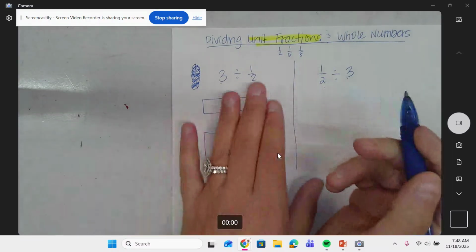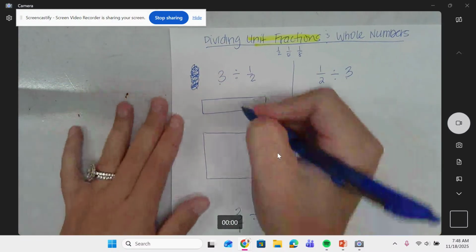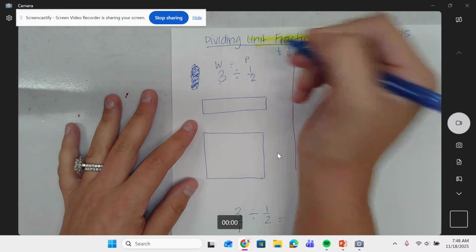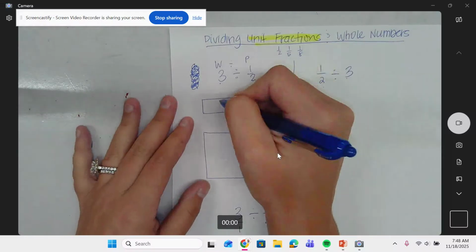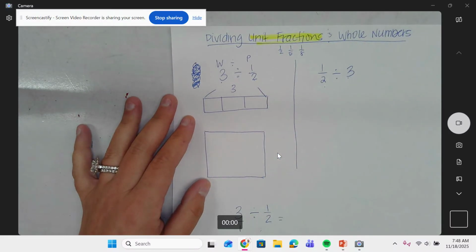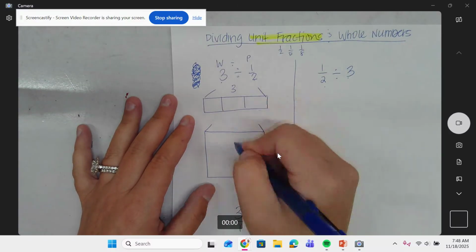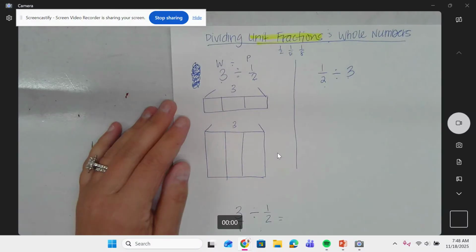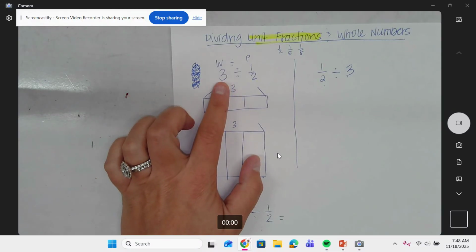And so in 3 divided by 1/2, in division you always start with the whole and you're dividing it into parts. So we're going to show the whole first. I'm going to show in my tape that the whole is 3. I'm also going to show in my area model that the whole is 3. And so in my model, right now, I can see each of these wholes that I do have.